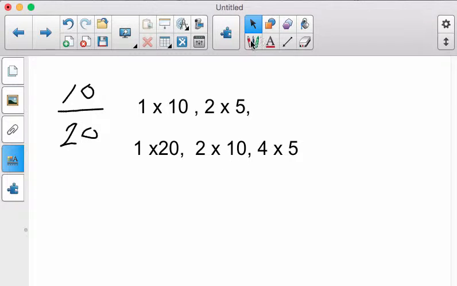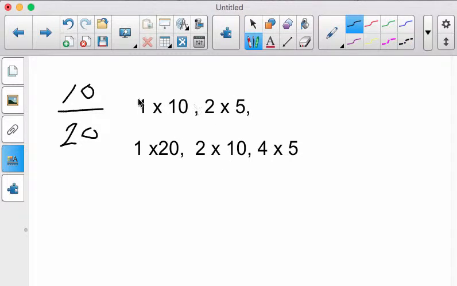So now, what factors do they have in common? Well, they both have a 1, but we're not really going to count a 1. It doesn't really do anything. Oh, I see a 2. There we go. We got a 2 and a 2. We have a 10 and a 10. What else do we have? We have a 5 and a 5.